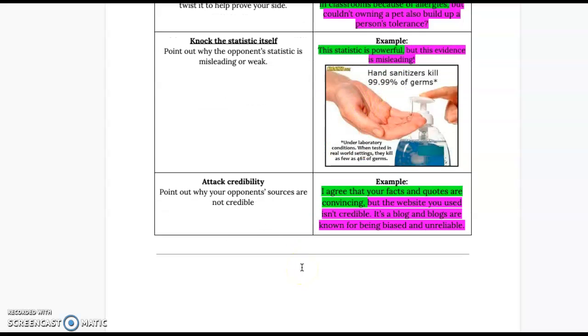All right, and then let's look at the last one. Point out why your opponent's sources are not credible. So this would be if your opponent used a blog for their evidence or some other website that's not credible. I agree that your facts and quotes are convincing, but the website you used isn't credible. It's a blog, and blogs are known for being biased and unreliable. So you could use this type of rebuttal, attack credibility, if you looked at their sources and you saw that they were not using reliable sources.